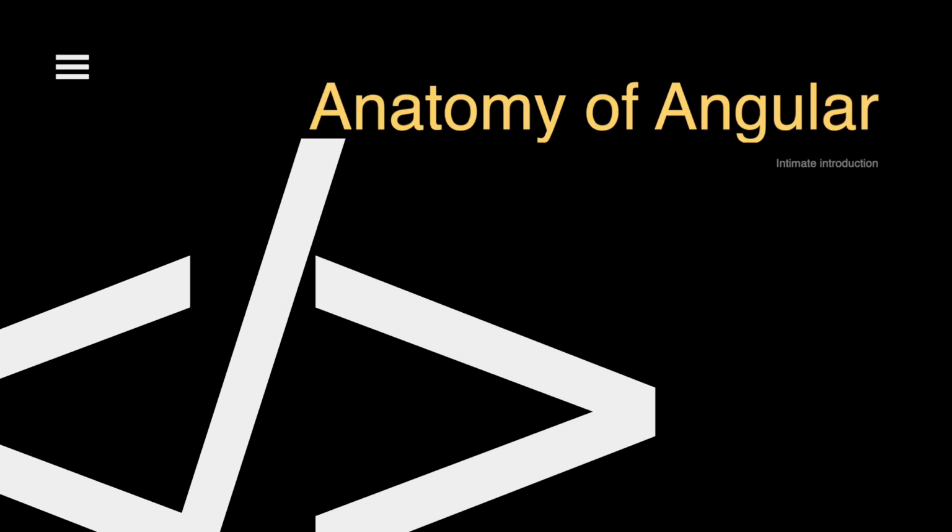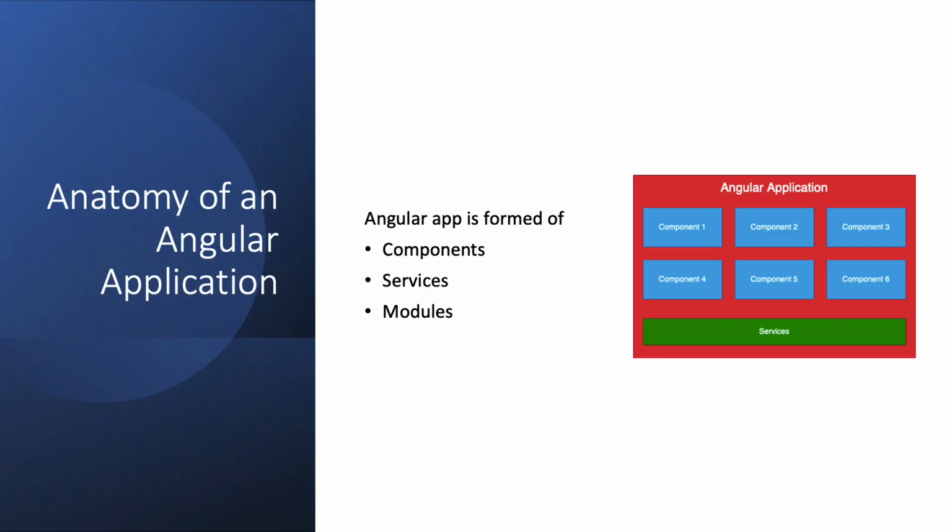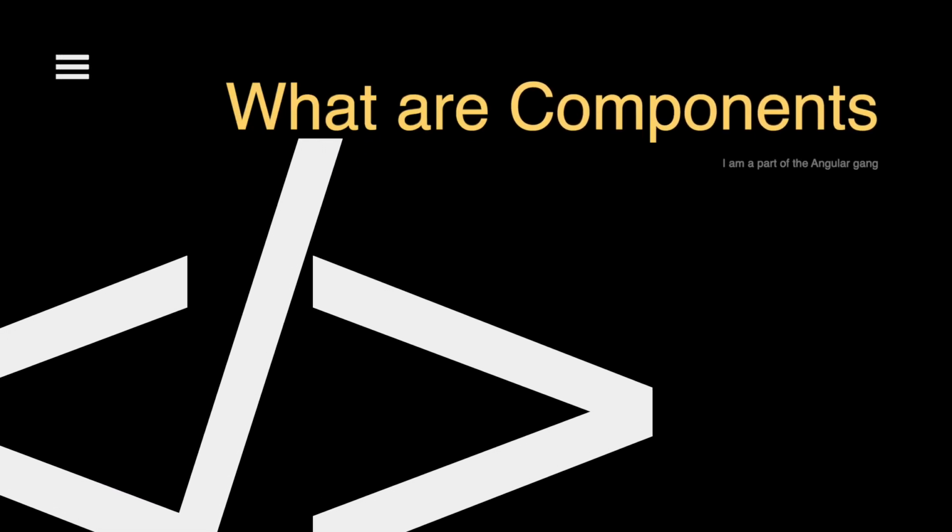So, what is the anatomy of our Angular application? An Angular application is formed basically of three things: components, services, and modules. As we can see from this diagram, an Angular application can have multiple components, as well it can have multiple services. So, what are components?